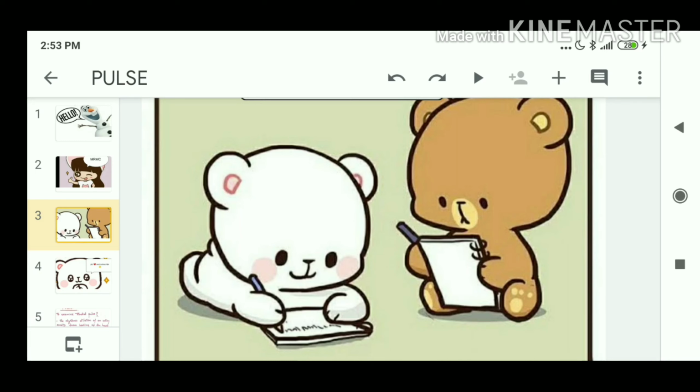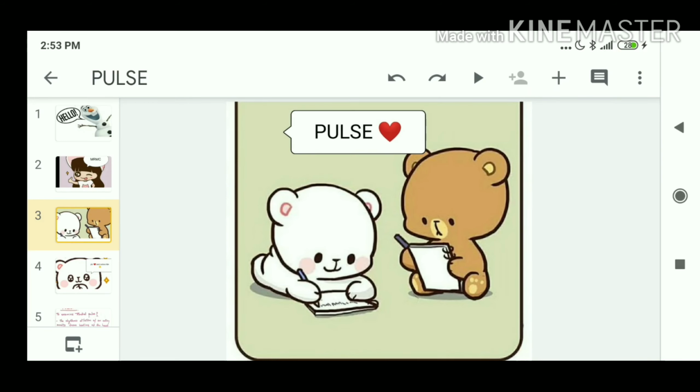Today I'm going to teach you about pulse. It is very basic knowledge that students should know, because it is present in their physiology practicals and it is also beneficial during their clinical postings. So it is very basic knowledge.